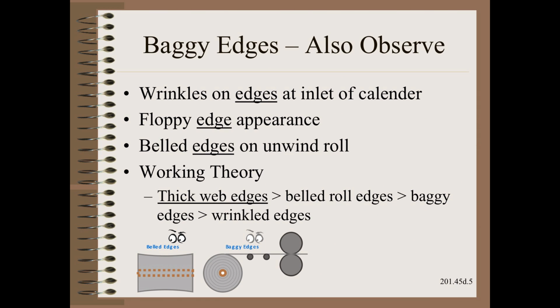Now, based on a previous clip where we discussed diameter variations on the roll, upon closer inspection we note that the wound roll indeed has belled edges, also compatible with baggy edges. For details, please refer to my Web 101 winding class notes.